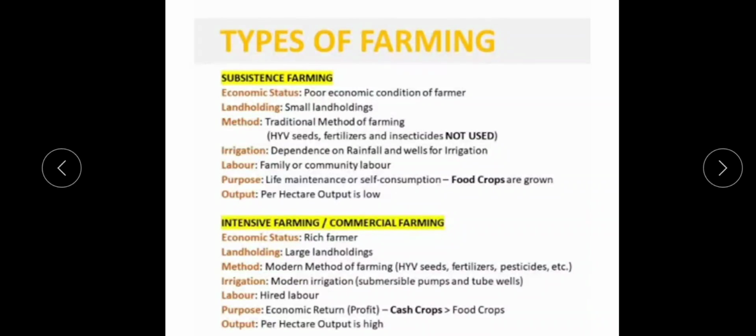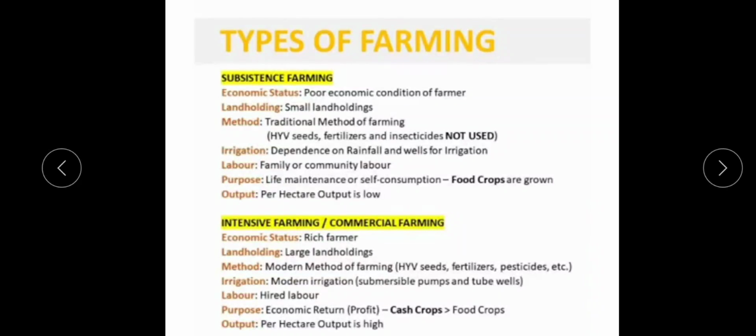They are very poor, they are not able to afford good fertilizer, quality seeds and pesticide. So therefore the production out of this farming is very low, and that is consumed mainly by the farmer and his family. Whatever crops they produce, they consume themselves, because they don't have that much production to sell. So this is the status of subsistence farming.